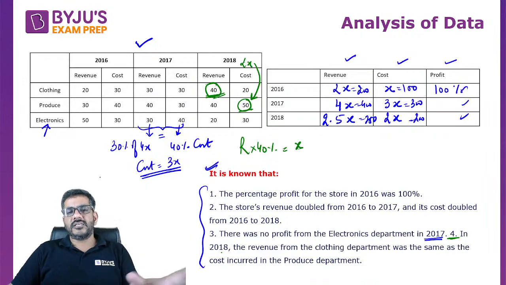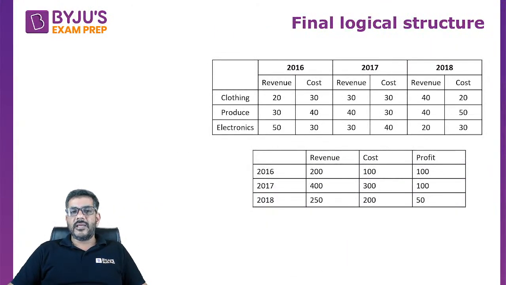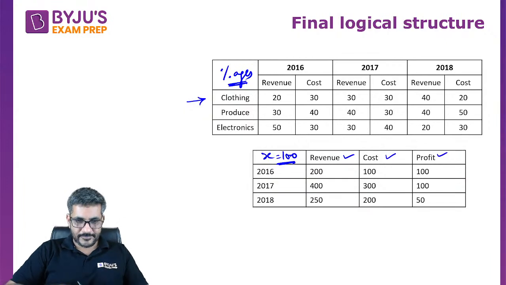So I have written all this info on the next page as well, as you can see in these two tables. There is one table which is of clothing, produce, electronics. These are all in terms of percentages, right? And these are all the values where I have assumed x as 100. So if you assume x as 100, you get all these values as cost, revenue, profit. Whenever it is needed, you can of course change them as per your choice.